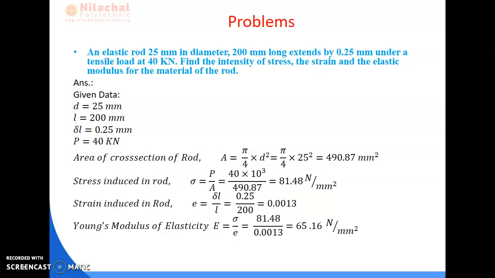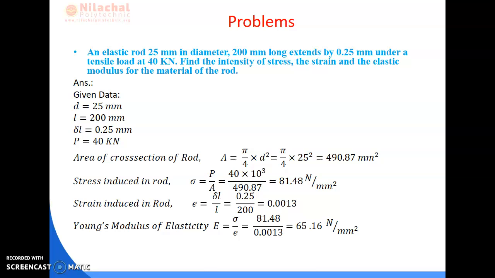There is a question. An elastic rod 25 mm in diameter, 200 mm long, extends by 0.25 mm under a tensile load of 40 kN. Find the intensity of stress, strain and elastic modulus for the material of the rod.